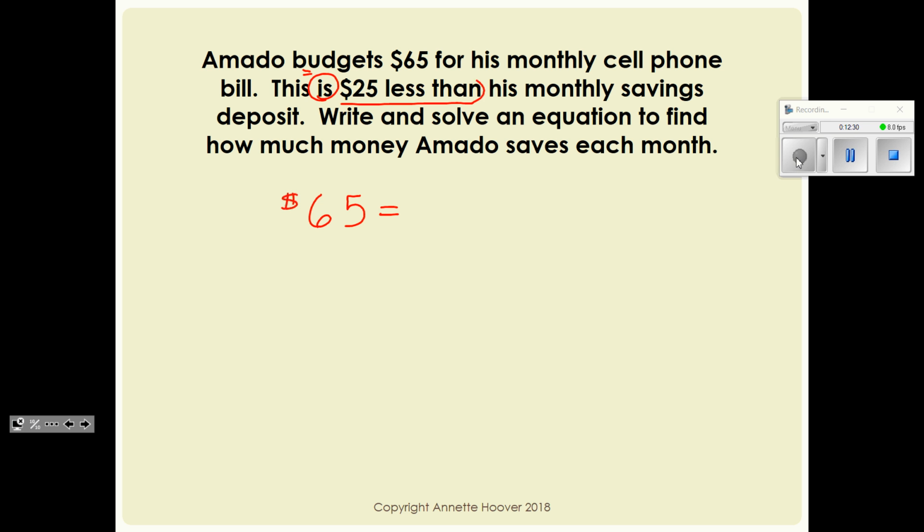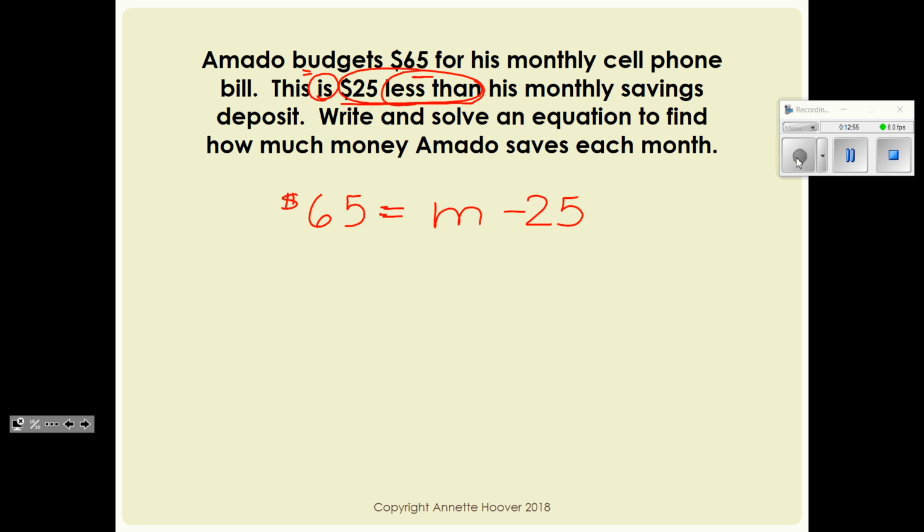We have learned that with the phrase less than, we know it's subtraction, but that this has to go at the end. So minus 25 is going to be at the end. His 25 less than his monthly savings deposit, but we don't know what the monthly savings deposit is. That's an unknown number. So instead of putting just a box for an unknown number, we put a variable there. We could use M for money.